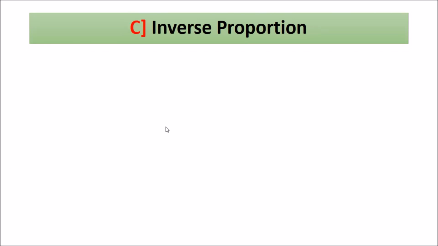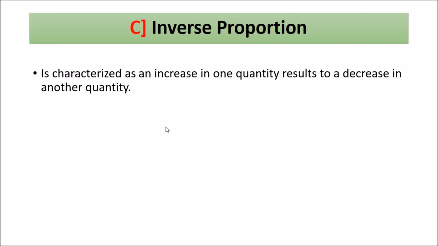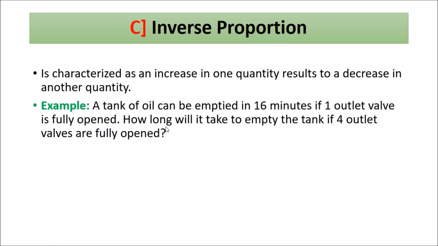So next is the inverse proportion. It is characterized as an increase in one quantity results in a decrease in another quantity. So the word inverse. If one quantity increases, the other quantity decreases. And as well as if one quantity decreases, the other one increases. Okay? So let's have here our illustrative example.